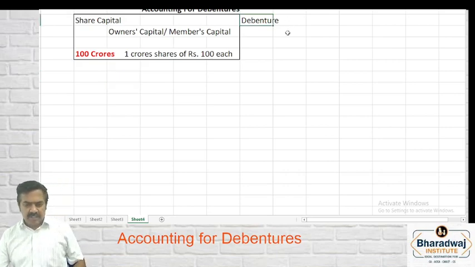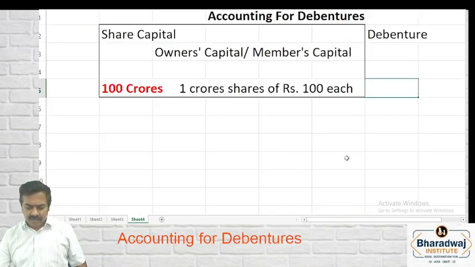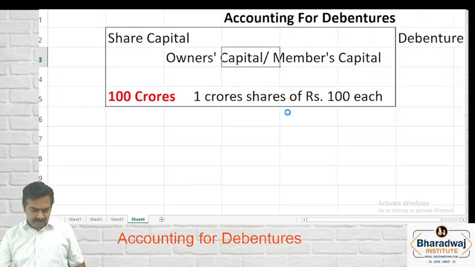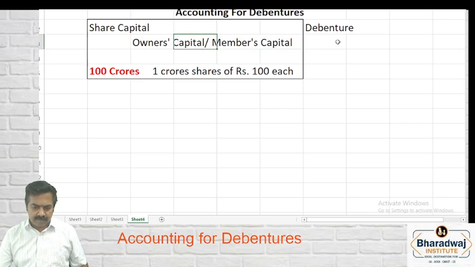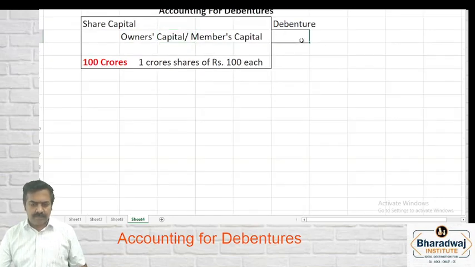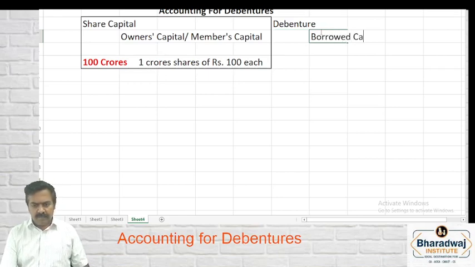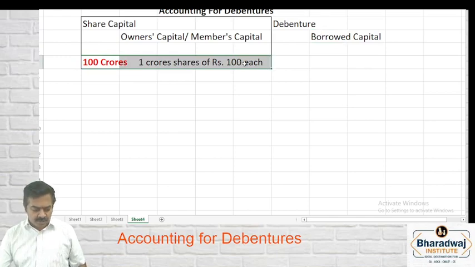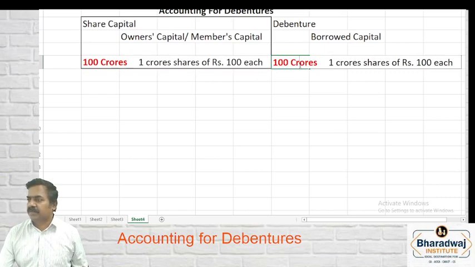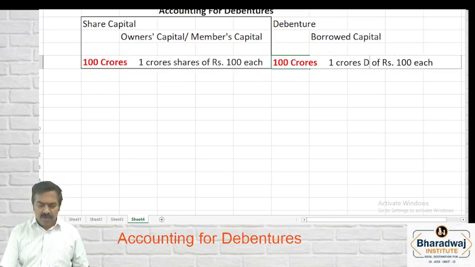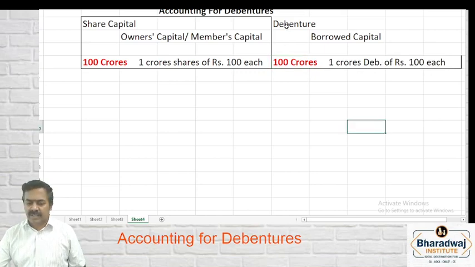What about debenture? Debenture is part of borrowed money, borrowed capital. For example, we want 100 crores of loan. Can one person lend 100 crores? No, so we convert it into 1 crore debentures of 100 each and borrow the money.